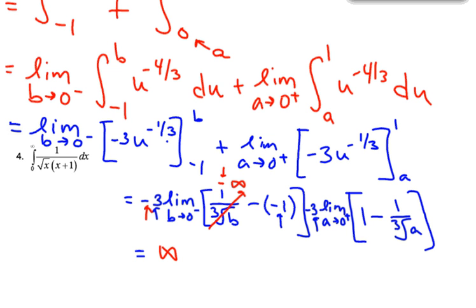Then over here you have 1 minus 1 over the cubed root of a, as a approaches 0 from the right, would be infinity, and then times this negative here, and then times another negative, so that would actually be plus infinity. Now, it's important to see all the different signs there, because if you had infinity minus infinity, then that would be indeterminate. But infinity plus infinity is just infinity.